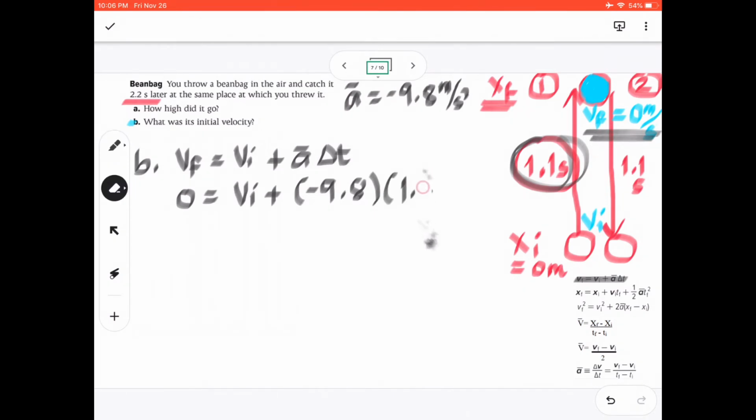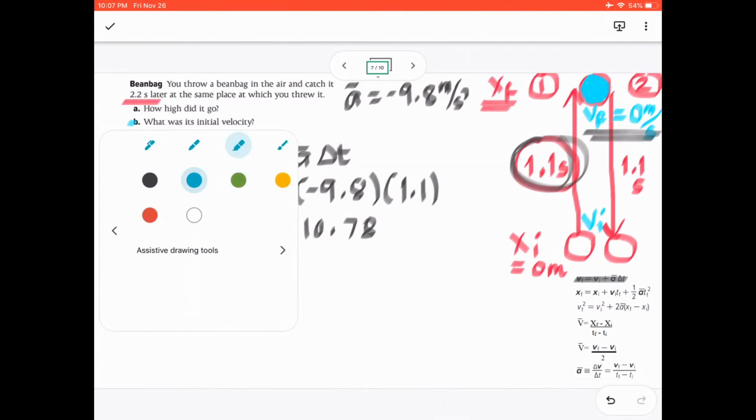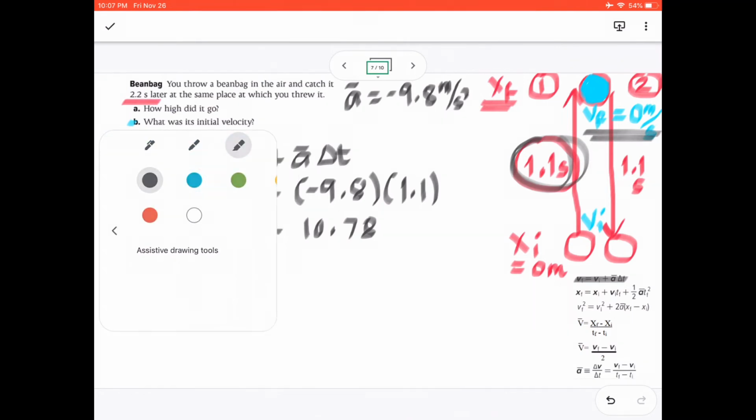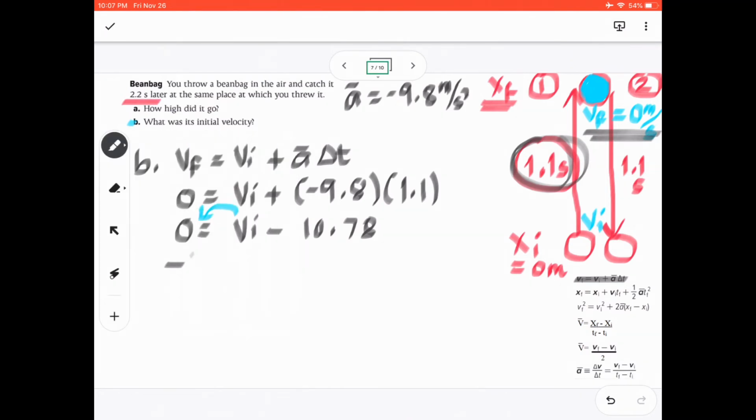Negative 9.8 multiplied by 1.1 is negative 10.78. Then VI is still here, equal to 0. We're going to shift VI to the other side. It's positive now, so if you shift it, it'll become negative. VI is equal to negative 10.78.